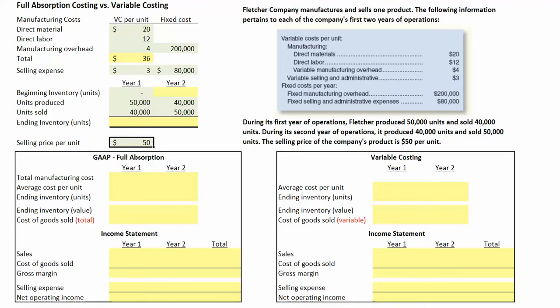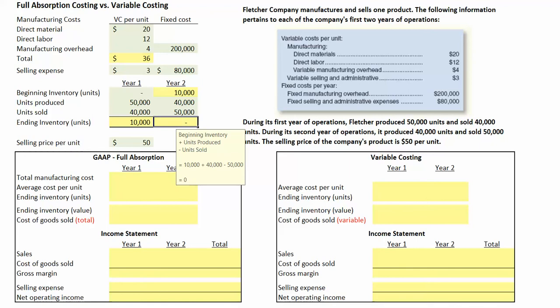$50 per unit. Let's begin by taking a look at our unit calculations, which will be the same under both full absorption and variable costing. Since this is our first year in business, our beginning inventory is 0. If we produced 50,000 units and sold 40,000 units, this means our ending inventory will be 10,000 units. Year 1 ending inventory, of course, is year 2's beginning inventory. And if we have 10,000, we produce 40 and sell 50, this means our ending inventory in year 2 will be 0.